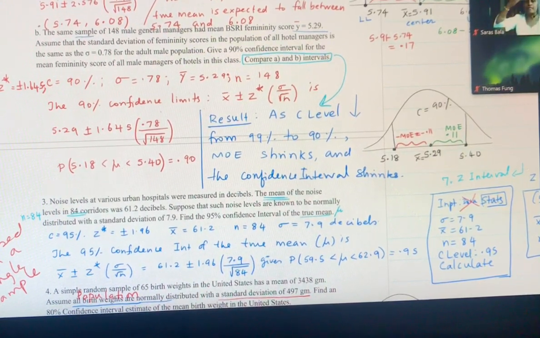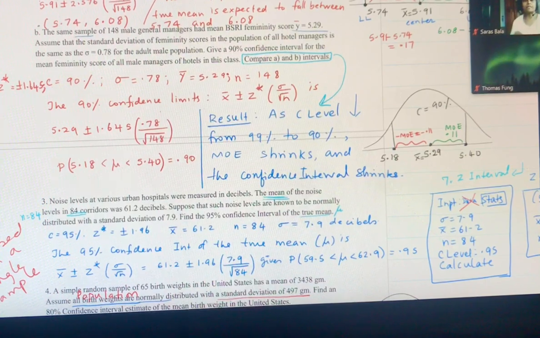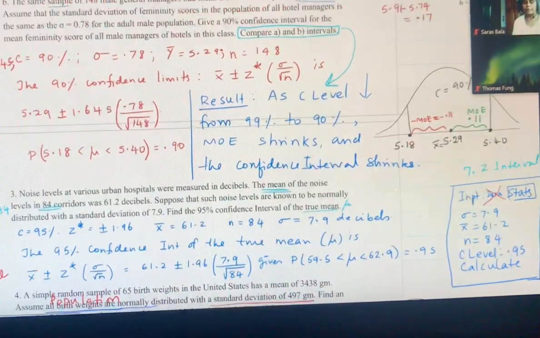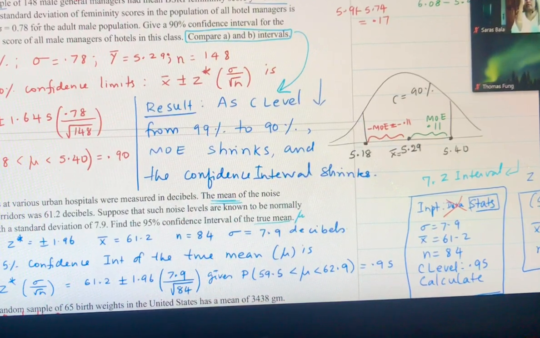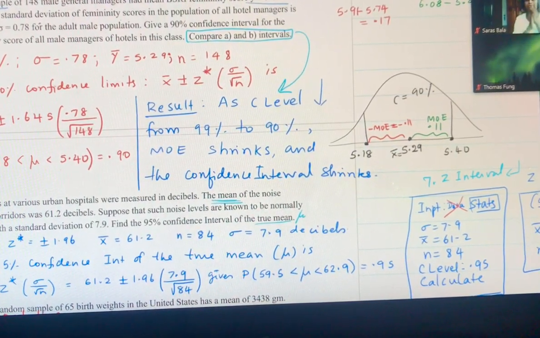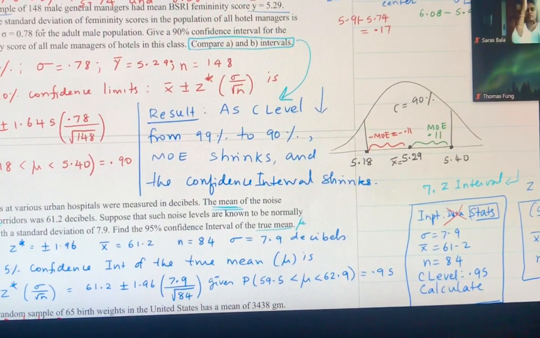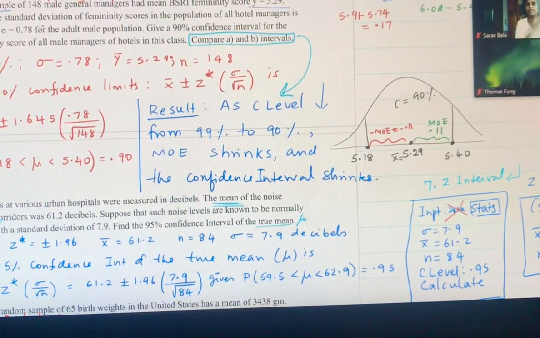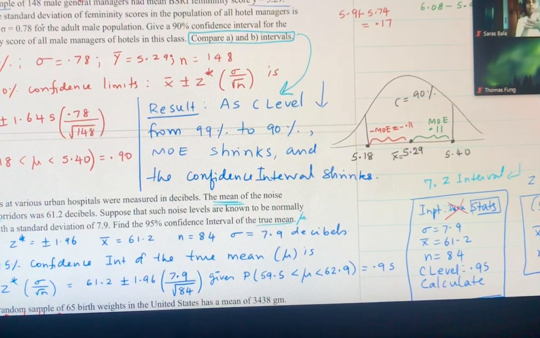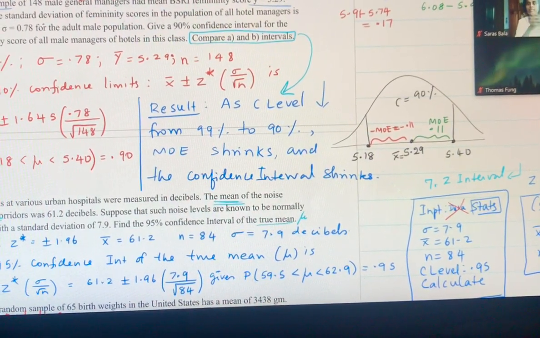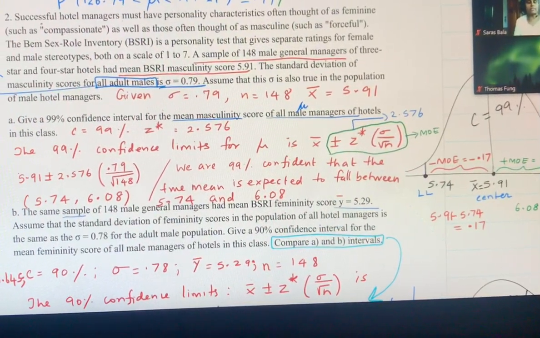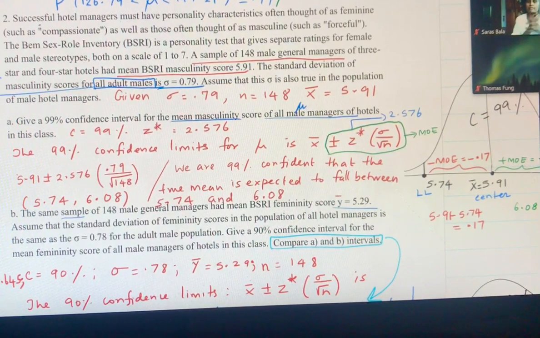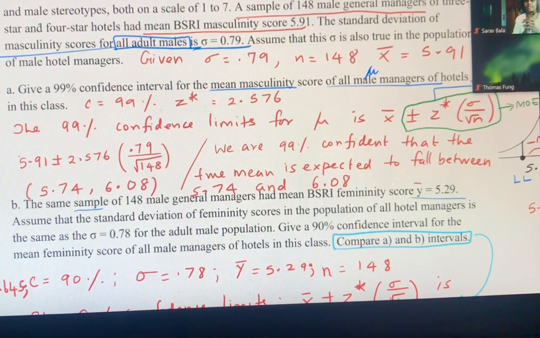So from 99%, I'm reducing my C level to 90% with the same numbers. So what happens here? You are going to see when the C level goes down from 99% to 90%, obviously the margin of error is going to be shrinking. Why? Because your multiplier is no longer 2.576 that you used in 99%. In 99%, the multiplier, or you can call that the Z star value, is 2.576.